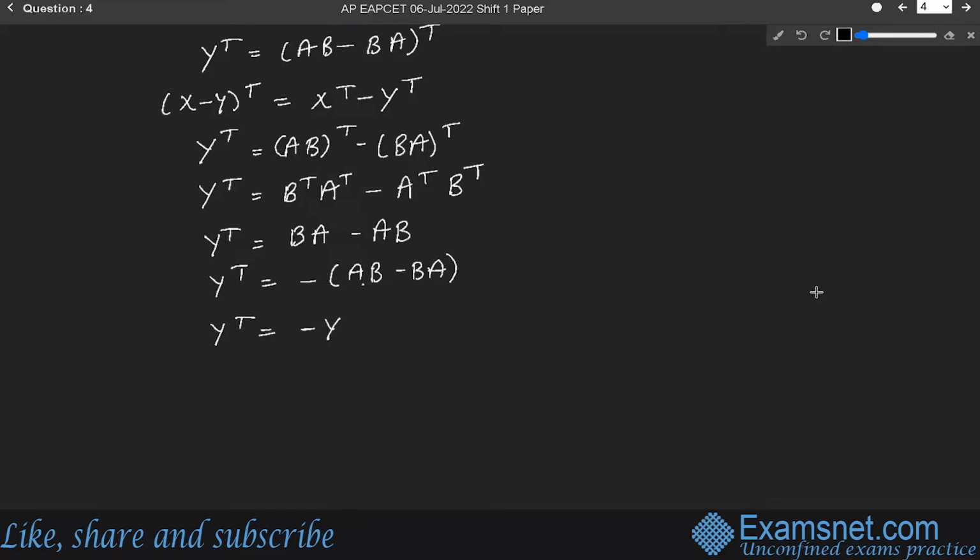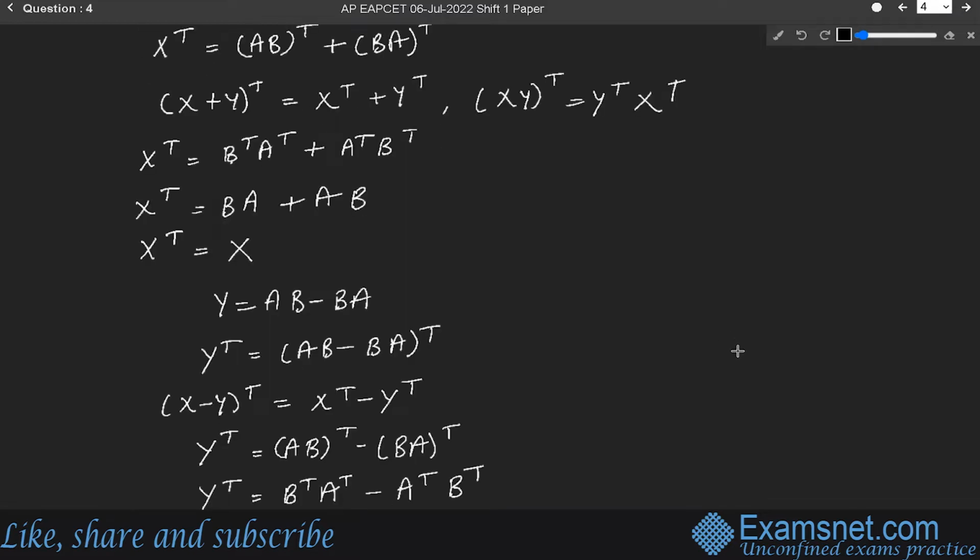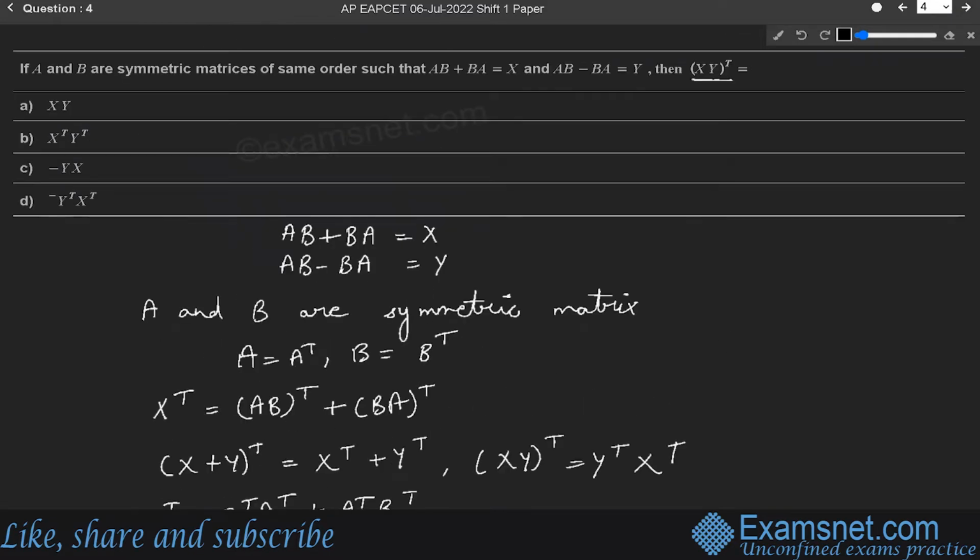Now we have both the values for X transpose and Y transpose, and we have to calculate the value for (XY) whole transpose. We know that it is equal to Y transpose into X transpose. Y transpose is minus Y and X transpose is equal to X. Therefore, we can say that (XY) whole transpose is equal to minus YX. Therefore, the correct option here is option number C. I hope that this question is clear to you.